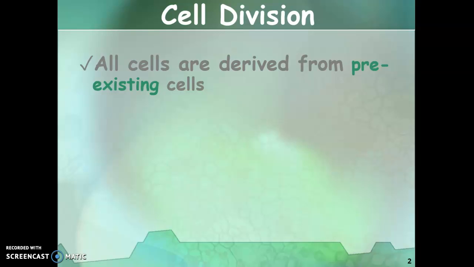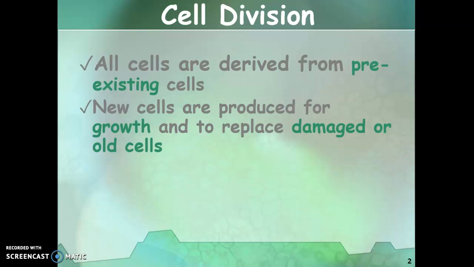So important to know that every cell is derived from pre-existing cells. So not a single cell actually appears from scratch or is put together from scratch. There always has to be a cell that then divides to make more. And cells are produced for growth. So when you're growing, it's mostly because you are growing more cells. It's not because each individual cell is becoming bigger. But you also need to replace damaged or old cells. Some of the tissues have quite a high turnover and get replaced all the time.